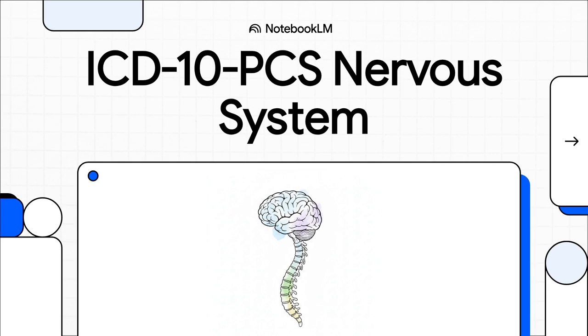So, in part 32, we laid down a massive foundation by completely conquering the musculoskeletal system and joint arthropathy, really exploring how to perfectly capture those complex joint replacements. Well, today we're taking all that structural knowledge and basically wiring it up. We are tackling the super intricate world of ICD-10 PCS, nervous system, and spinal procedures. Let's get right into it.